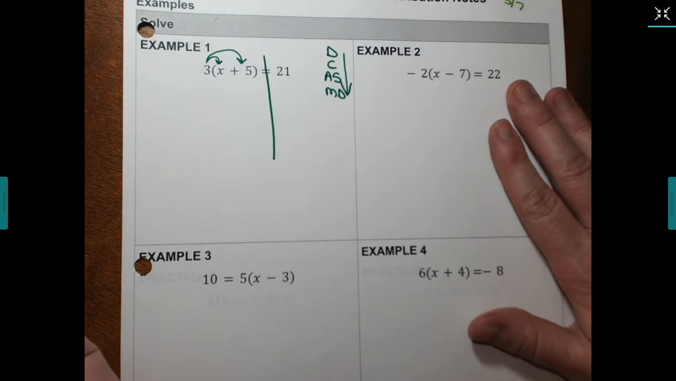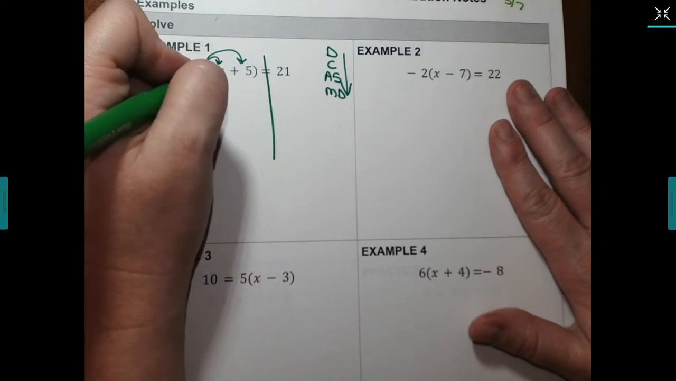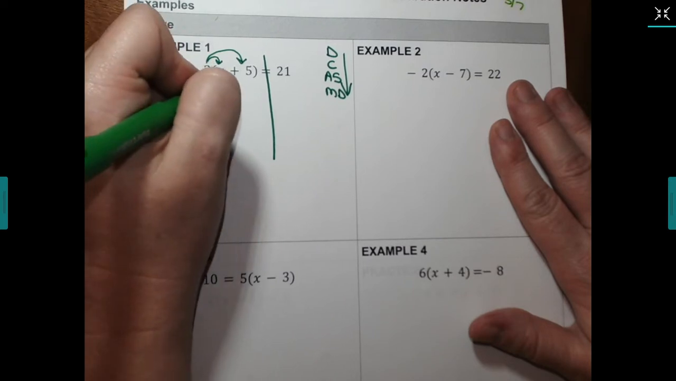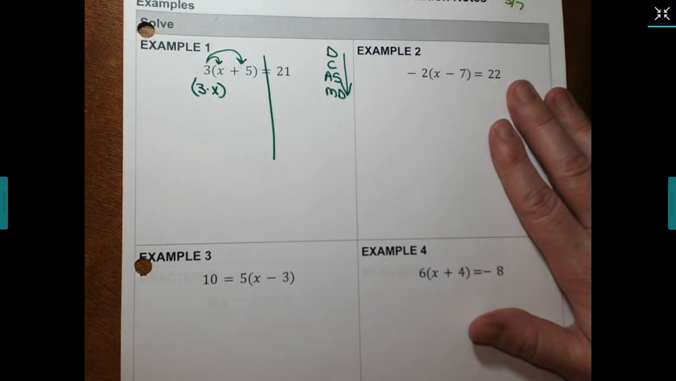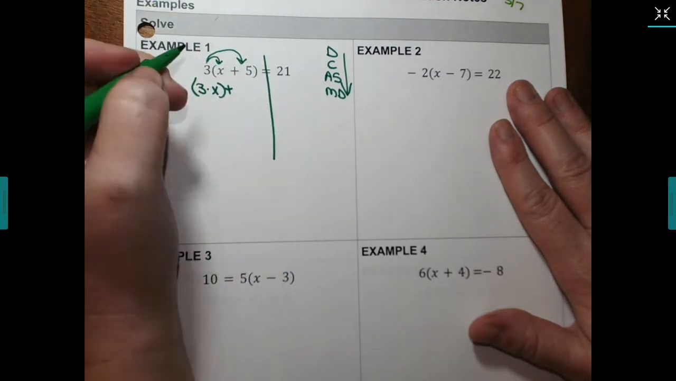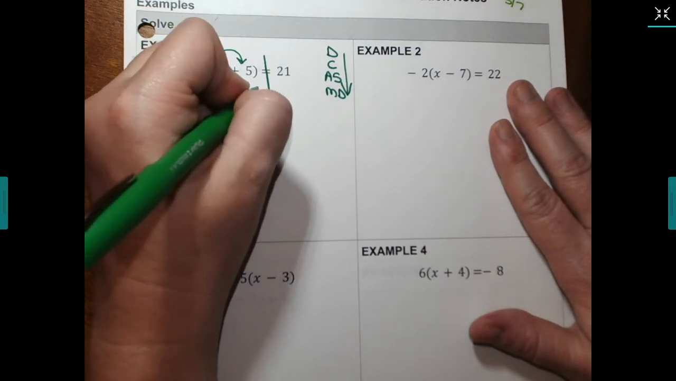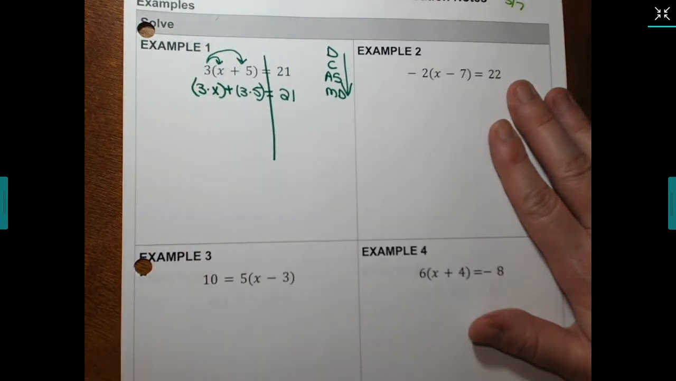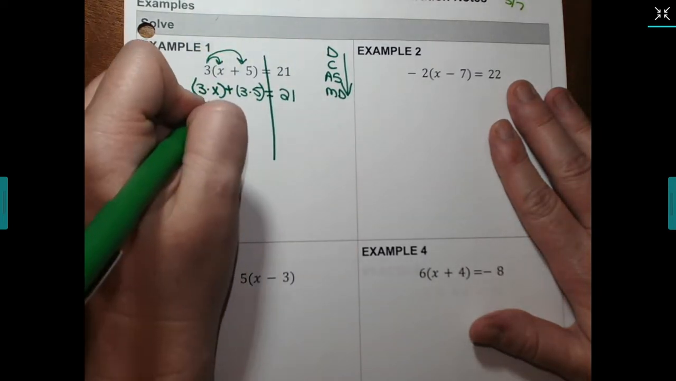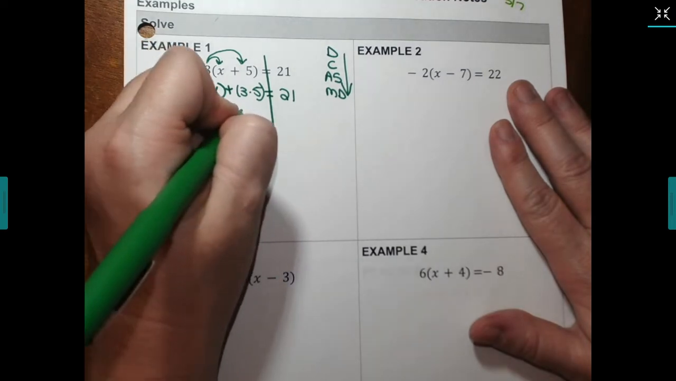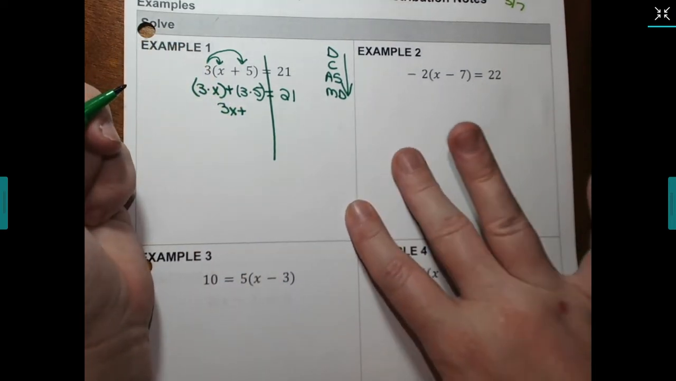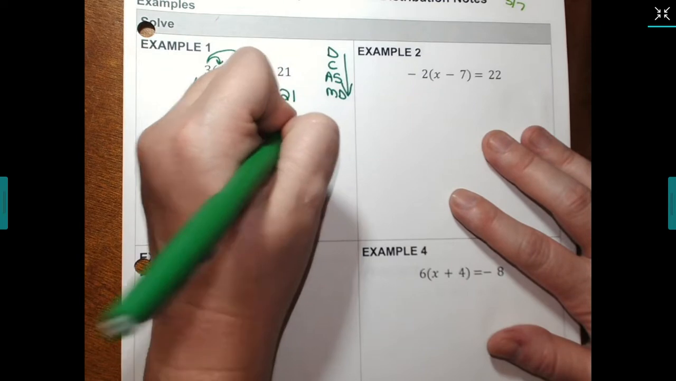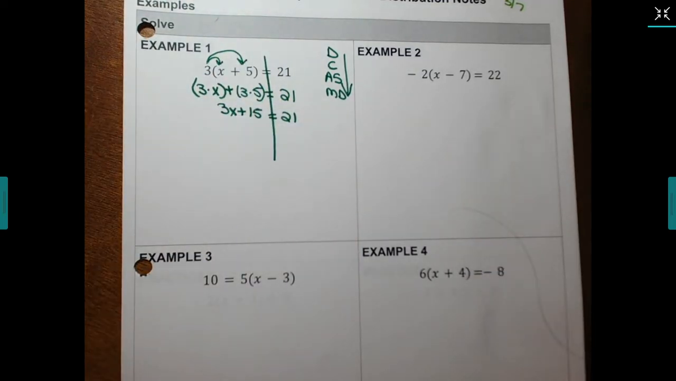Okay, so my 3 goes to 3 times x. That goes into parentheses. Plus, remember, it's always going to be plus, 3 times 5 equals 21. So this turns into 3x plus 5, 10, 15. 15 equals 21. So we have distributed.